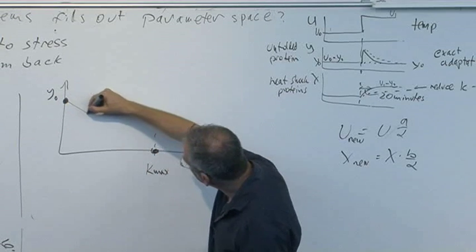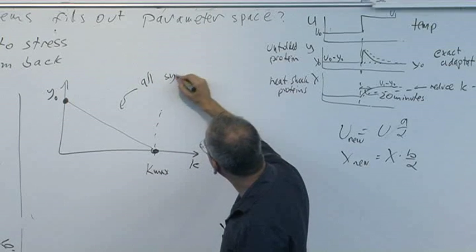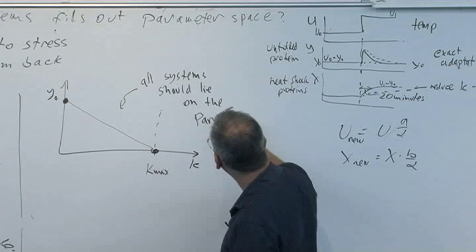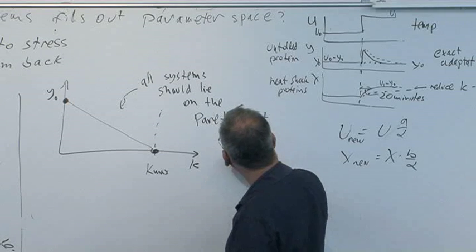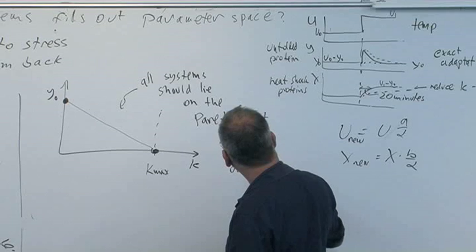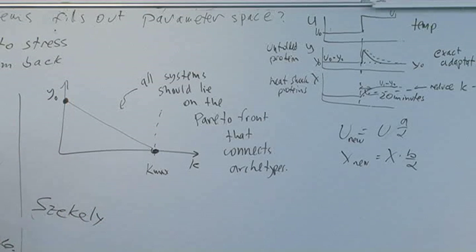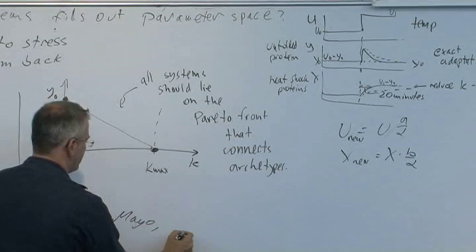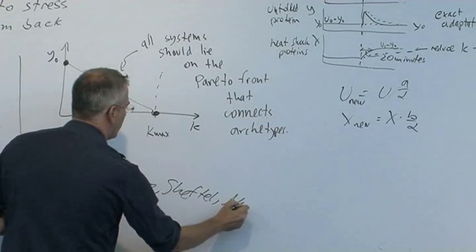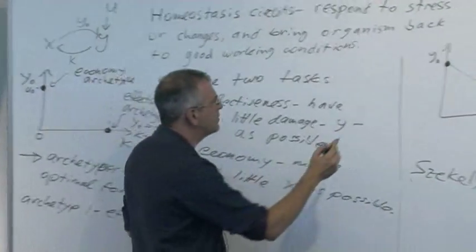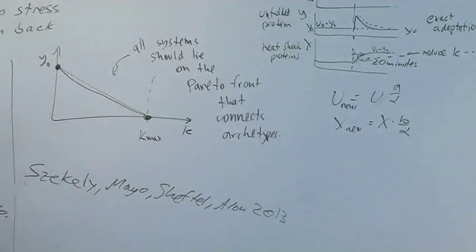But what we predict in this case is that all systems should lie on the Pareto front that connects the archetypes. Now there's a paper by Pablo Szekely, who's sitting here, that analyzed this system. Where's Pablo? Over there. Mayo, Sheftel, 2013. Analyze this, and you can solve exactly this problem. You have to assume what the economy performance functions are, etc. And you get kind of a slightly curved Pareto front like this.